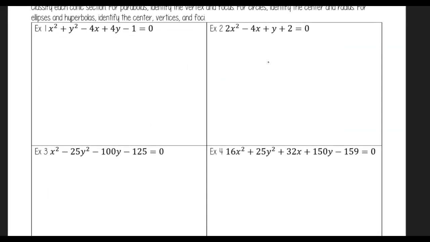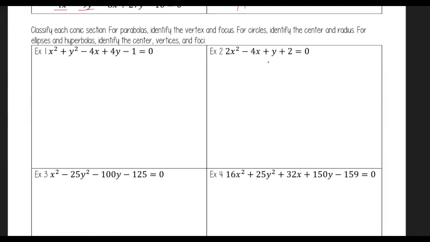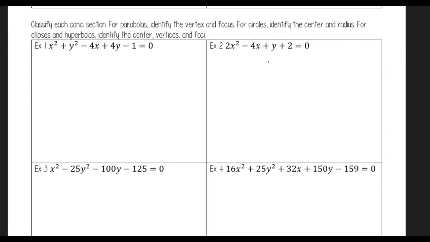All right, so now we're going to first identify what each one of these examples represents, what it will look like on a graph, and then it wants us to identify the attributes of each one. For example, if it's a parabola, it wants us to identify the vertex and focus. If it's a circle, it wants us to identify the center and radius. And if it's an ellipse or hyperbola, it wants us to identify the center. And I'm going to change these. I don't want us to identify the vertices and foci. What I want us to identify is the A and B value.